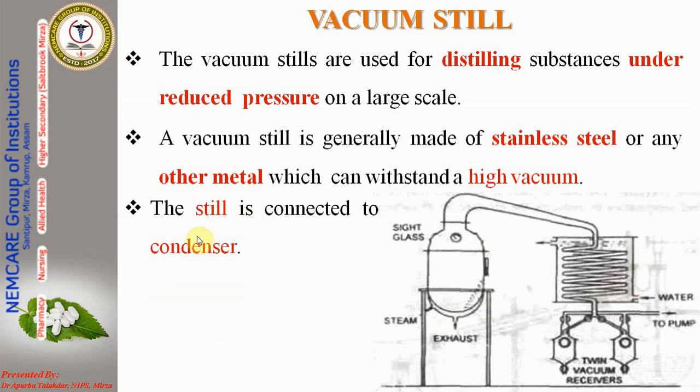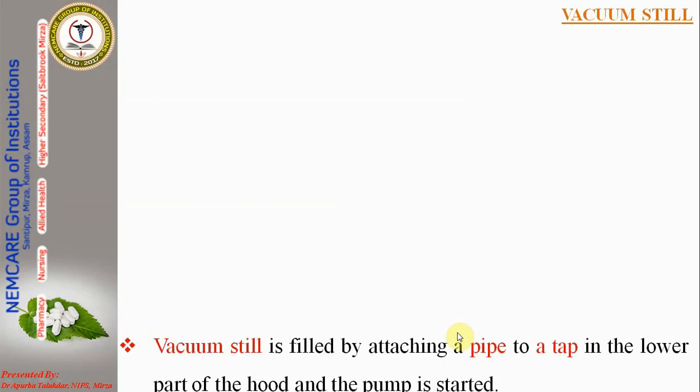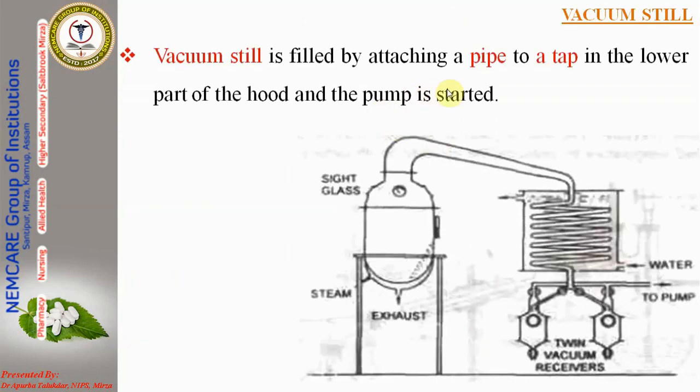which can withstand high vacuum or high pressure. This still is connected to a condenser. The vacuum is created by means of a vacuum pump. So inside this still, we are going to create vacuum by the use of a vacuum pump. The still is filled by attaching a pipe to a tap in the lower part of the hood, and the pump is started. So here we connect a pipe and start the pump to create the reduced pressure inside this vacuum still.